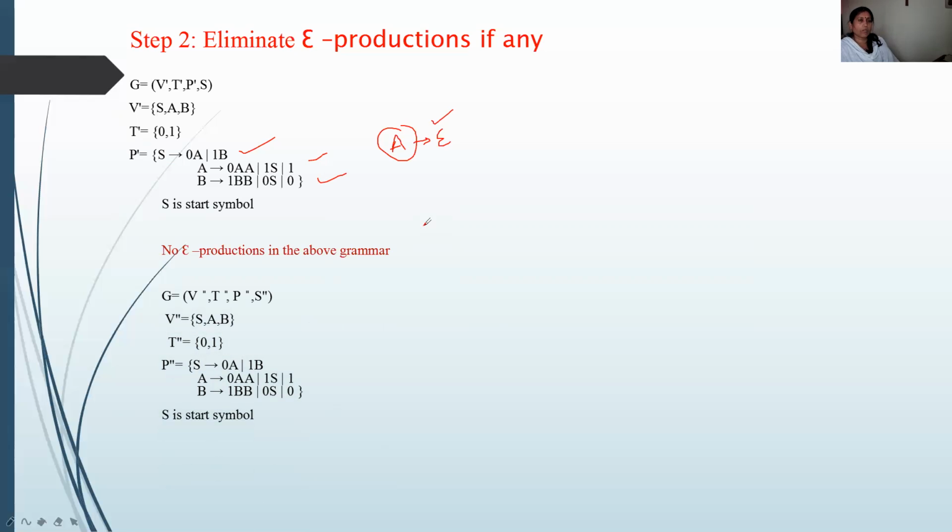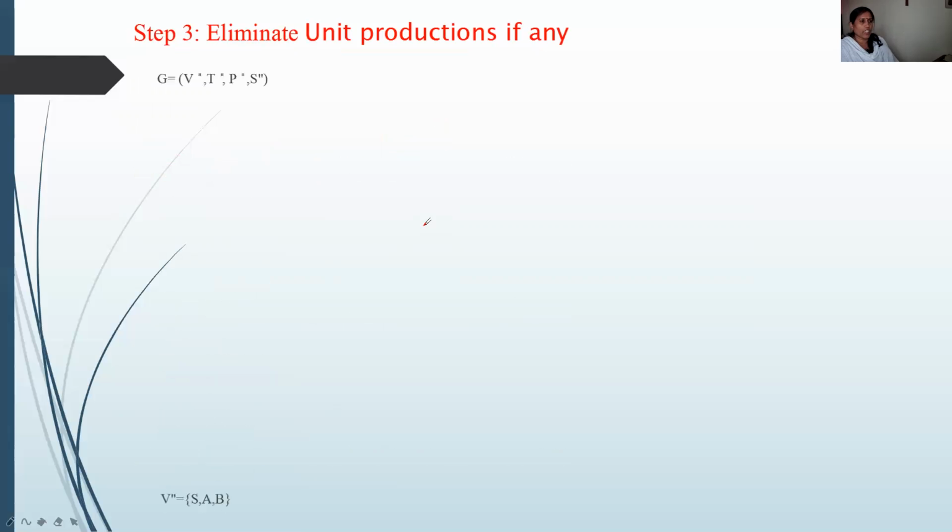Next step. What is the next step? After eliminating the epsilon productions, the next step is elimination of unit productions. We need to check whether there are any unit productions. Always remember that. First consider the grammar, check for the useless symbols. After eliminating the useless symbols, whatever grammar you get, you go for the next step, that is eliminating the epsilon productions. If there are any epsilon productions, eliminate them. If there are none, whatever grammar you get after that step has to be taken for the next step. The next step is eliminating the unit productions.